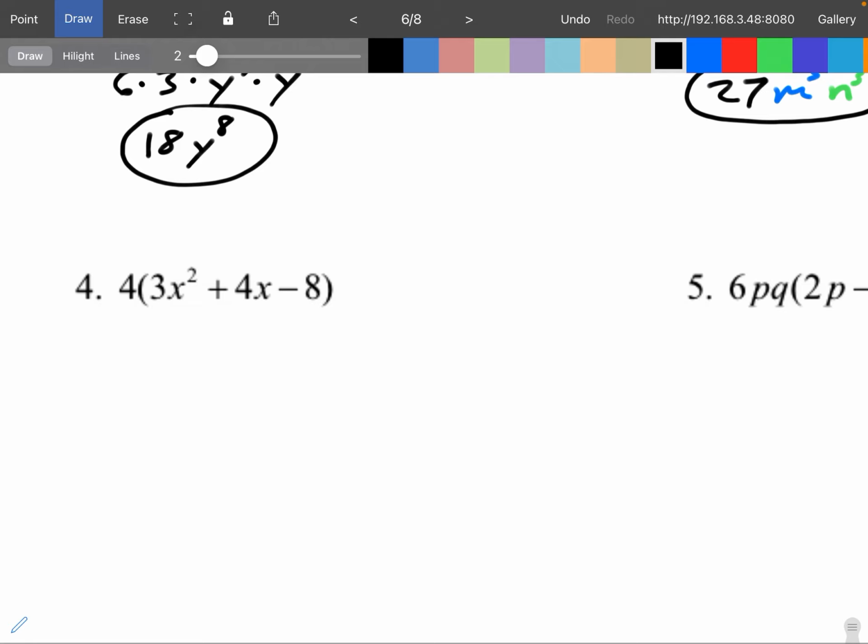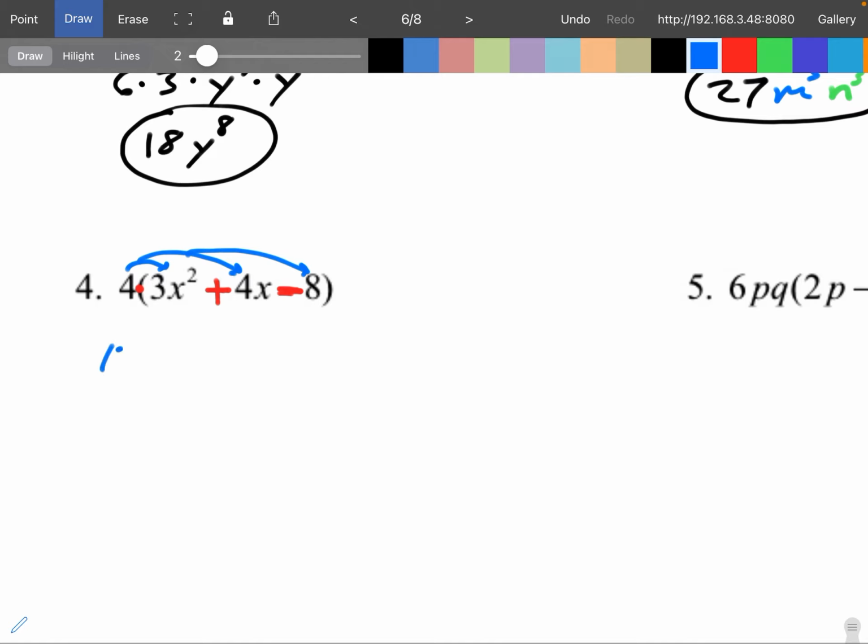Now when you go to number 4, notice this is not all multiplication. You have an addition right here, and you have a subtraction. So this one is just the distributive property. All right, you have a multiplication right there, if you can see. So you got to distribute the 4. You're going to do the 4 times the first term, and times the second term, and times the third term.